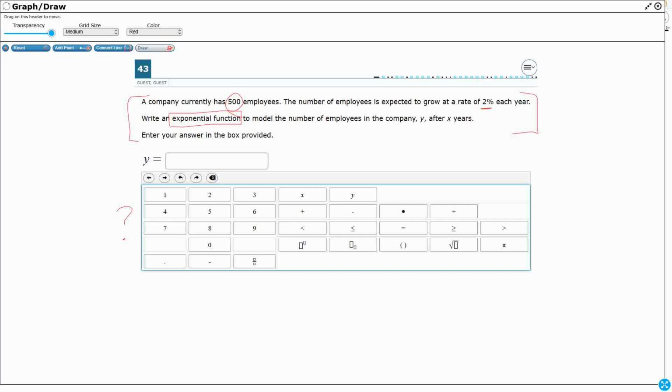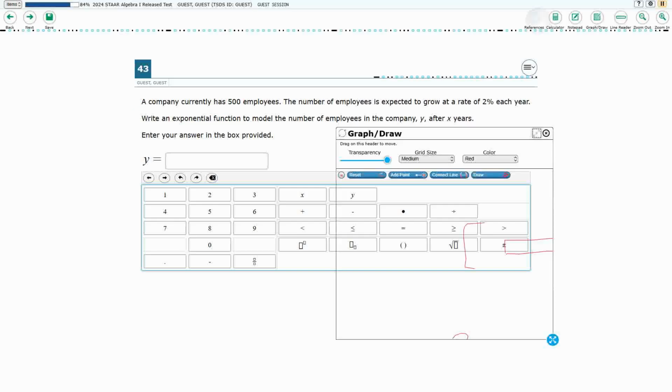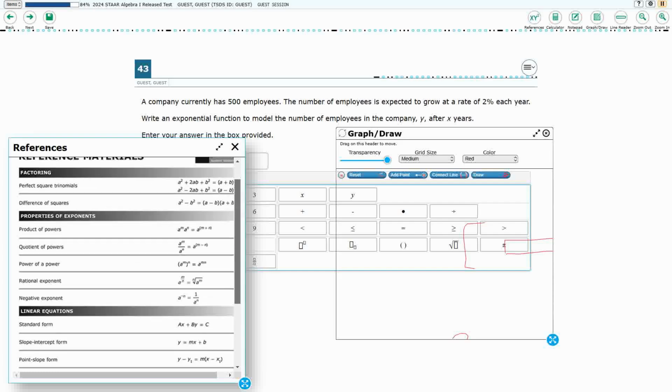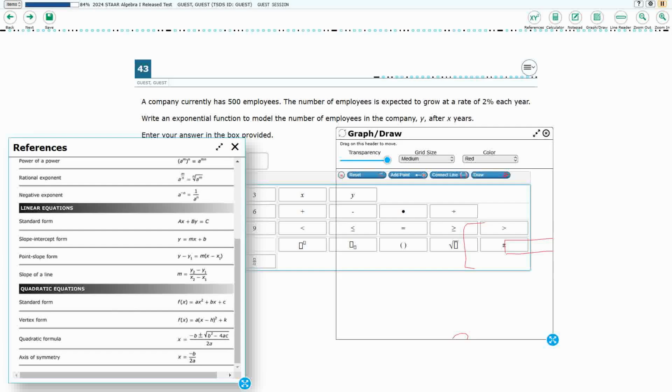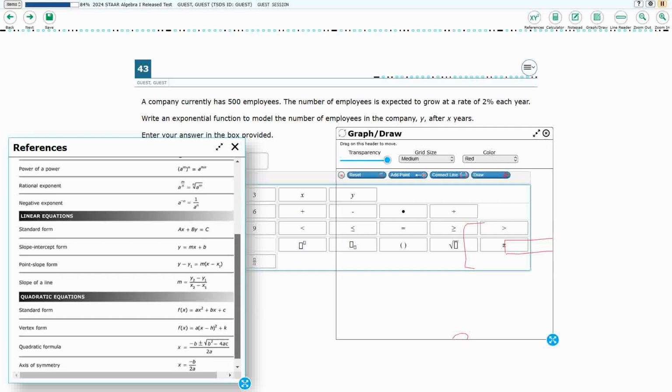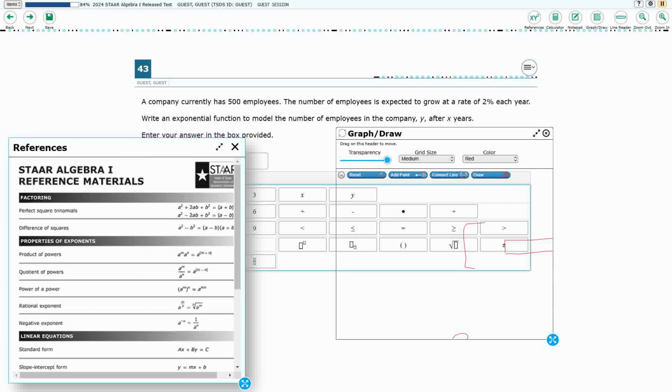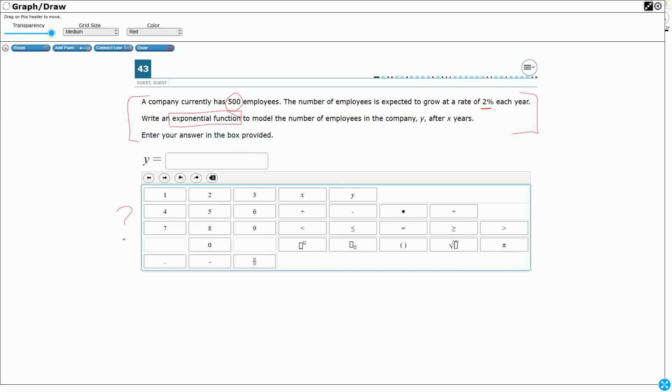So we've got a keyword there now. Unfortunately, when we look at our reference materials, I see linear equations and I see quadratic equations, but I don't see anything for exponential equations or exponential functions. So we have to know what that standard form is without even necessarily looking at the reference materials. Our standard form is going to be y equals a times b to the x.